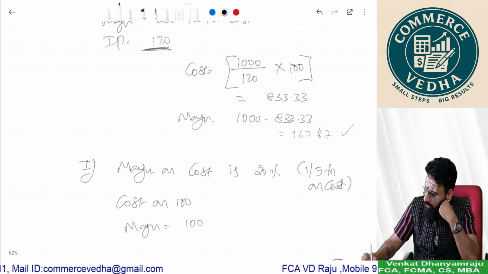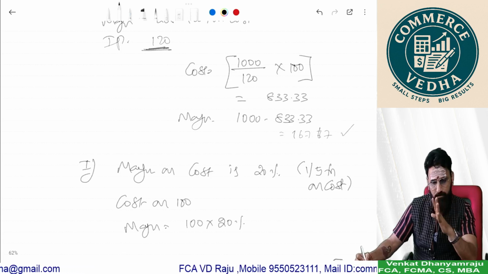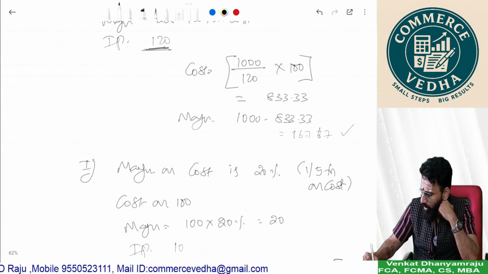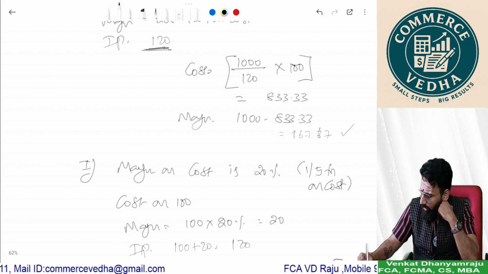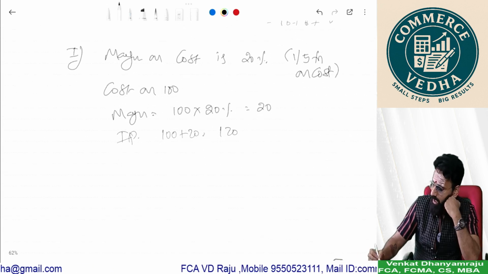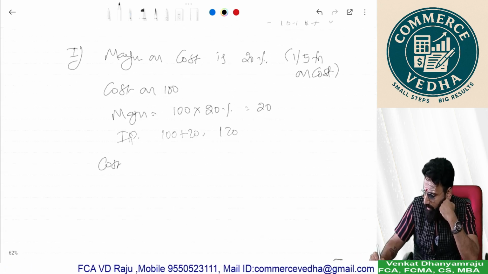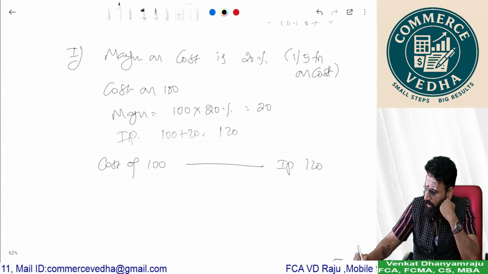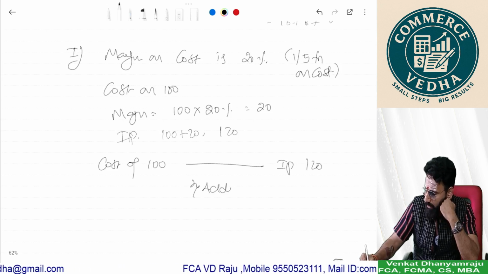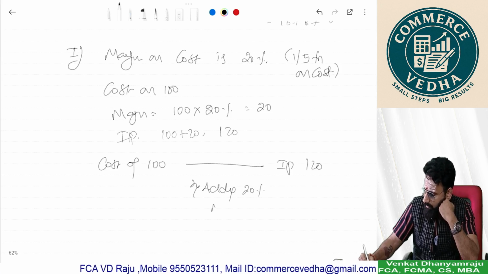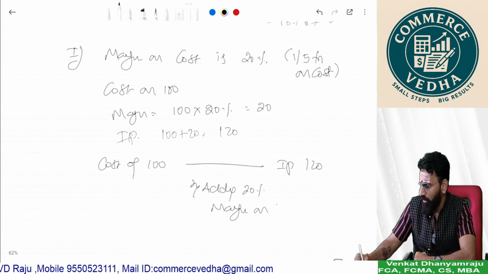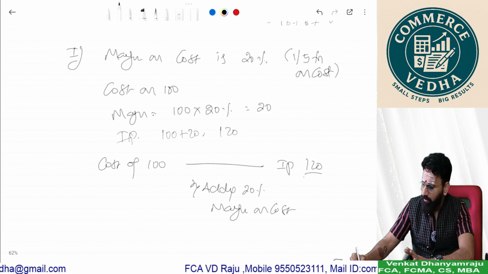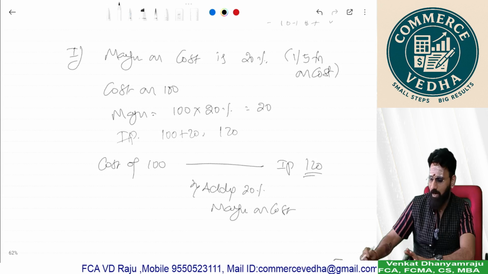Margin is 100 into 20%, that is 20. And what is the invoice price? Cost plus margin, 120. Observe cleanly, cost of 100 became invoice price of 120 by adding 20% margin on cost.